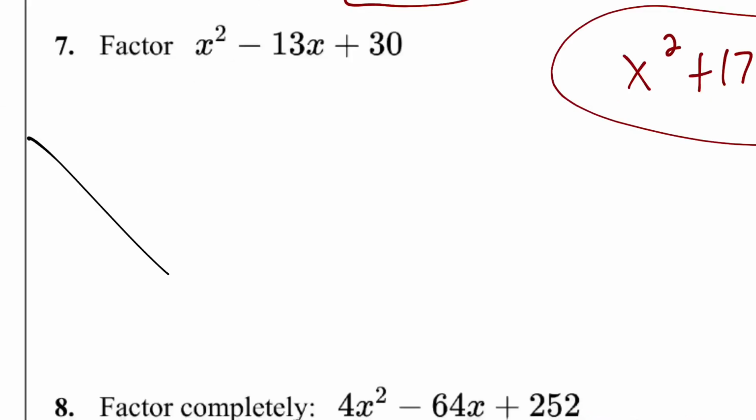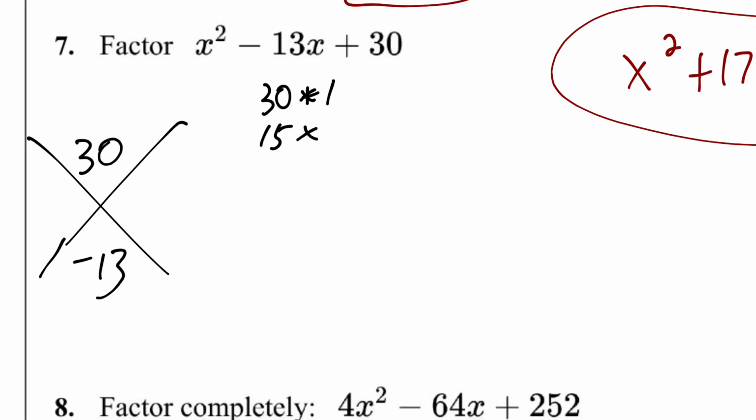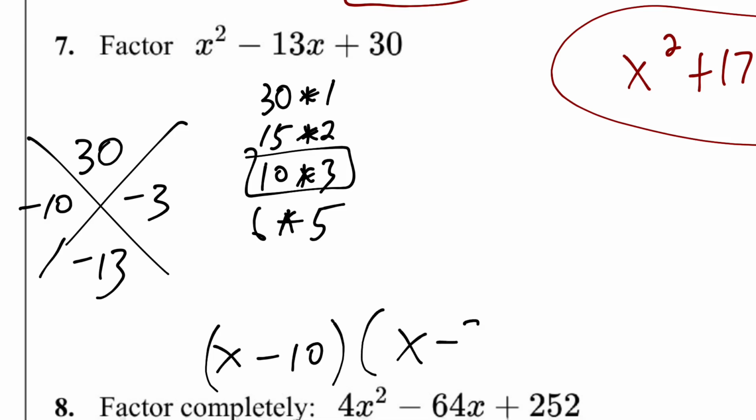Next up, I'm going to draw an X. I'm going to put 30 on top and negative 13 on bottom. The 30 came from here, the negative 13 came from there. These numbers could be things like 30 times 1, or 15 times 2, or 10 times 3, or 6 times 5. It's probably going to be 10 and 3, but they both have to be negative here. How do we write it? In factored form. So x minus 10 times x minus 3. This is these numbers just brought over here.